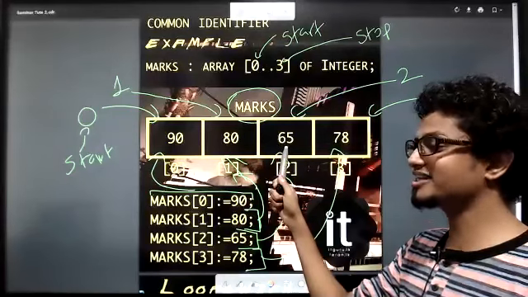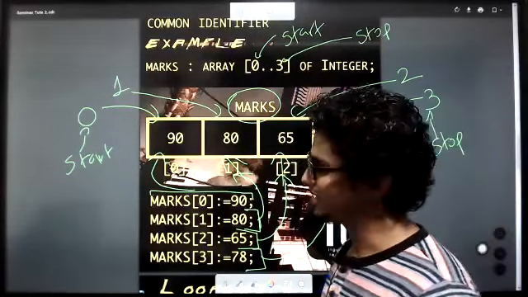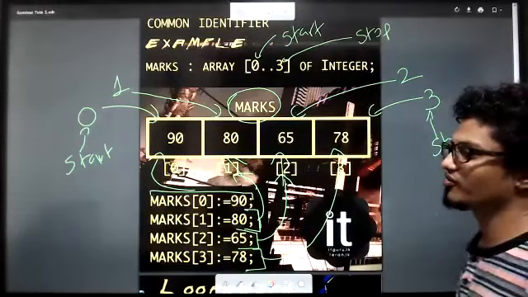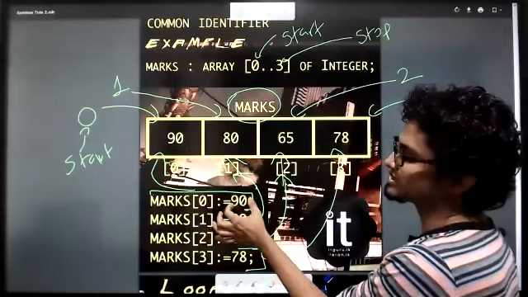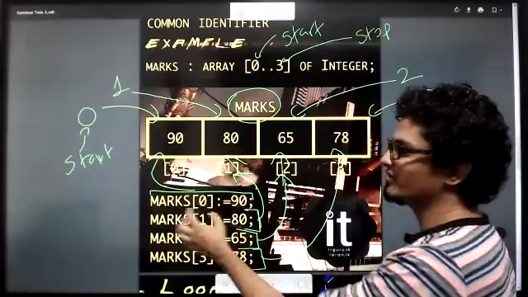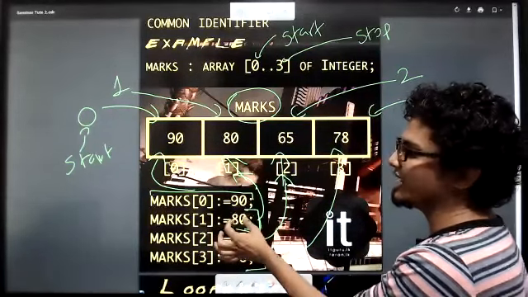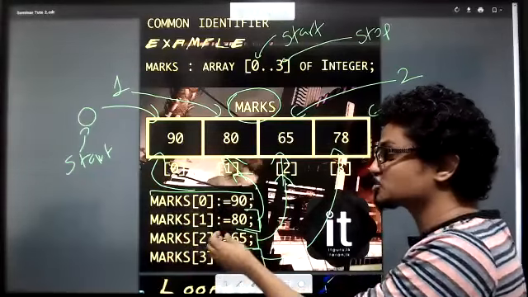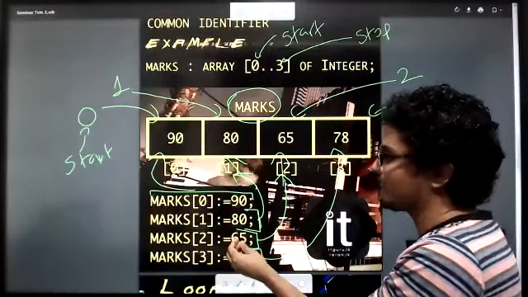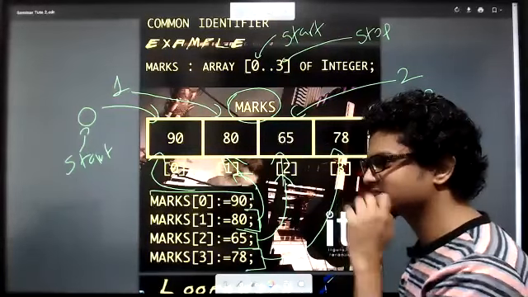Marks 2. Marks within square brackets 2. Perfect. Right. Super. Can you all understand now, kids? So when I say marks within square bracket 0 equals 90 kilo, this is getting 90. When I say marks within square bracket 1 equals 80 kilo, this is getting 80. When I say marks within square brackets 2 and it is equal to 65 kilo, this is getting 65. Can all of you understand this, kids? Is it crystal clear, kids?